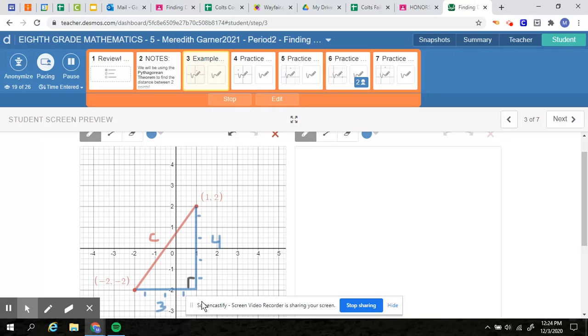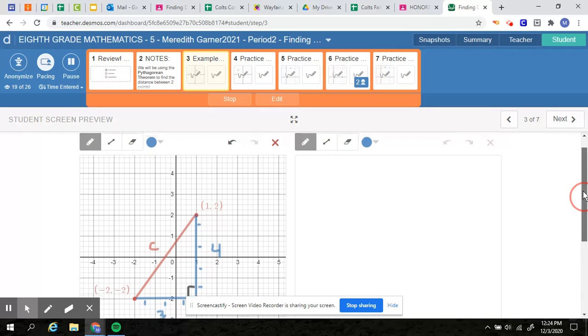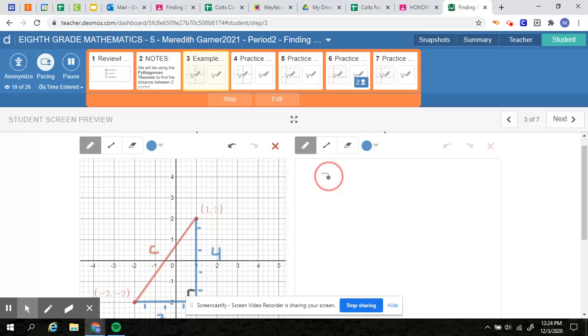Once you've done this, it becomes just like a regular Pythagorean theorem problem that you are used to solving. So over here on the notepad, I will go ahead and solve this out. So remember, you're going to do 3 squared plus 4 squared. 3 times 3 is 9. 4 times 4 is 16. Remember, because we are solving for the hypotenuse, we're adding. So 9 plus 16 equals 25.